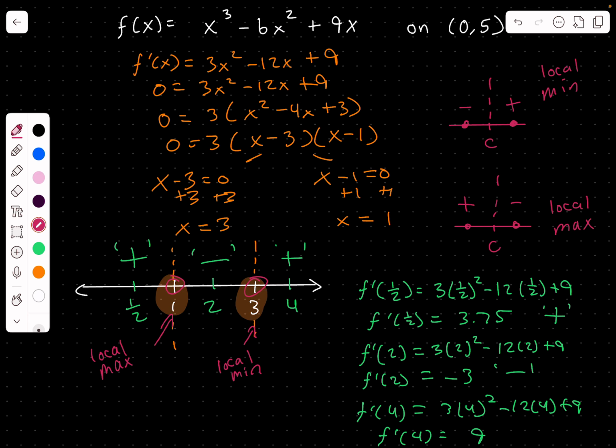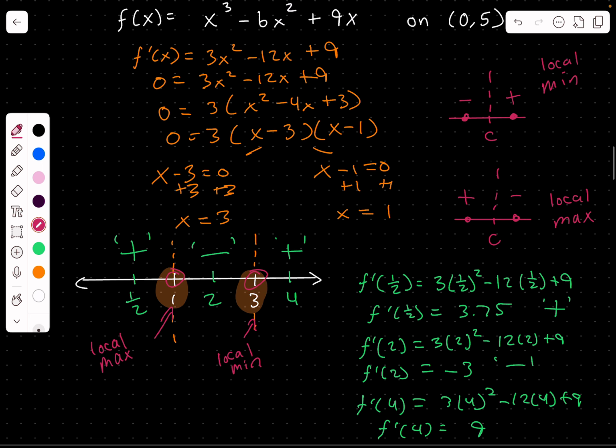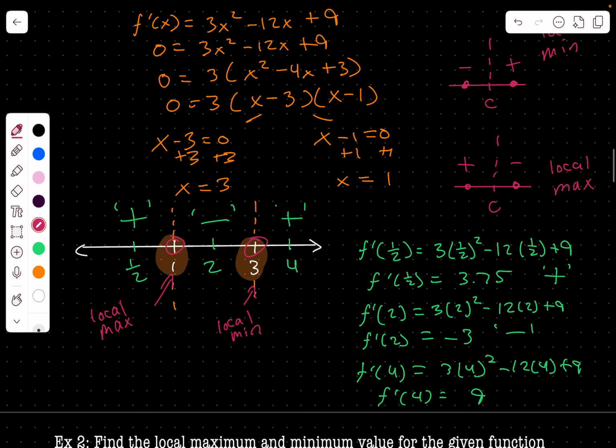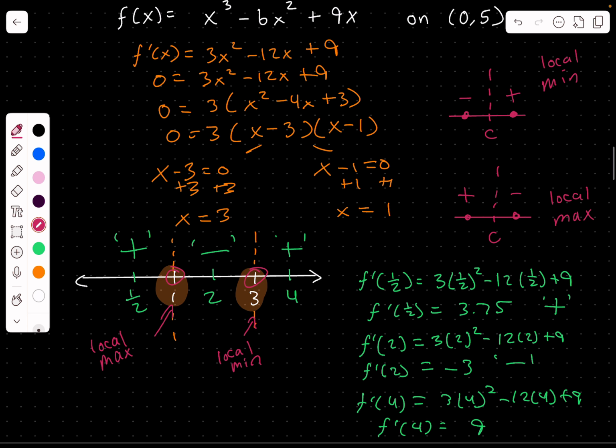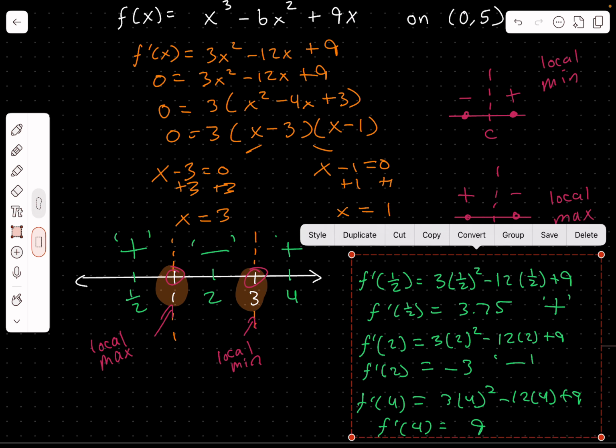However, most of the time they're going to ask you for a coordinate. So I'm going to show you now how to find the ordered pair for this. And that's literally just plugging in 1 and 3 into your original function and then seeing what it spits out, and that's what it's going to be for your y. So to do that, I'm going to clear some of this up. I'm going to do it right here.